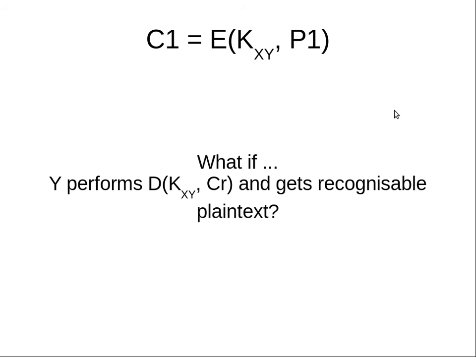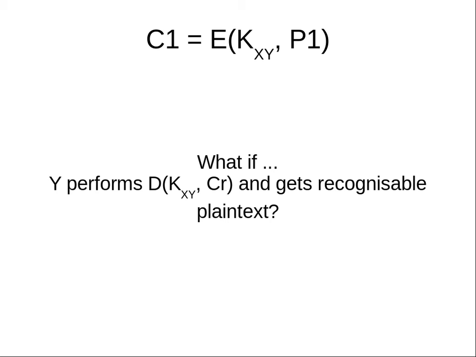The same message was sent, C1 was sent from X to Y. Y receives the message, this ciphertext, I denote as CR. Right? C1 was sent, CR is received. We don't necessarily know if CR and C1 are the same. They may be, but maybe someone tried to modify them. Let's check. So what Y does is they try to decrypt the received ciphertext using KXY.